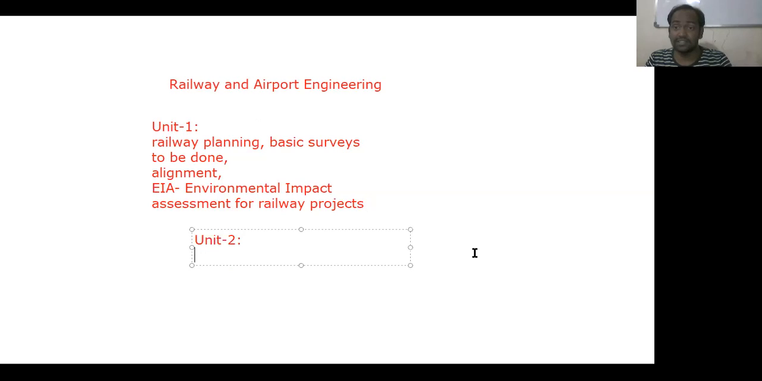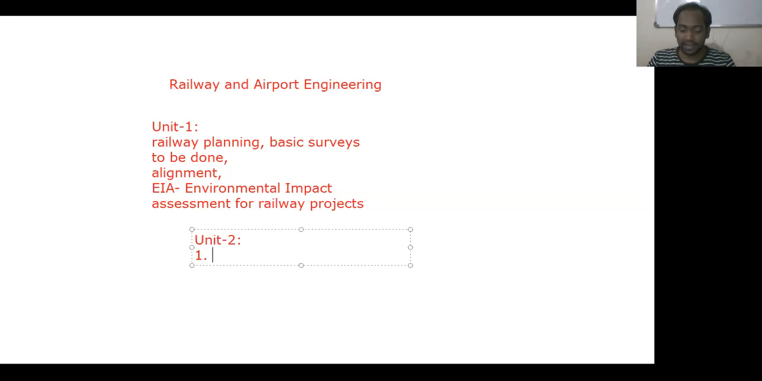What is the alignment of a track? And how to make the alignment for a particular railway line or railway track, and what is the environmental impact assessment we have to prepare for a railway project. Okay, now in the first unit we will have only 4 or 5 topics. And coming to the second unit, in the second unit we will enter into the technical aspects of the subject. Understand? In the second unit also we will have only 4 or 5 topics.